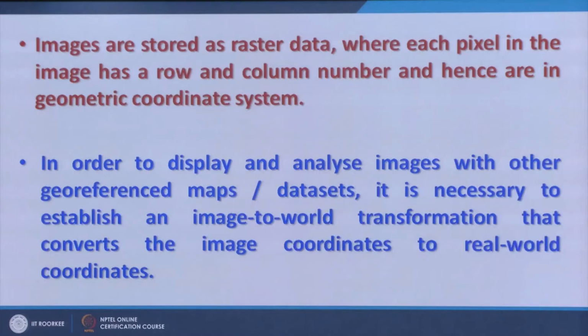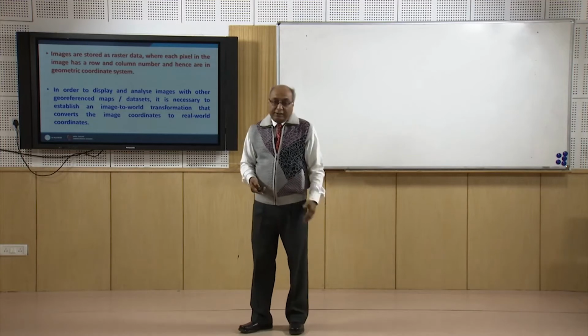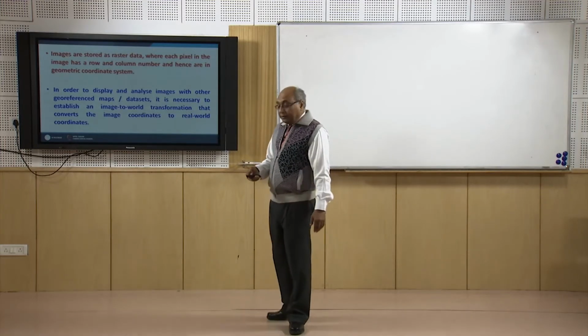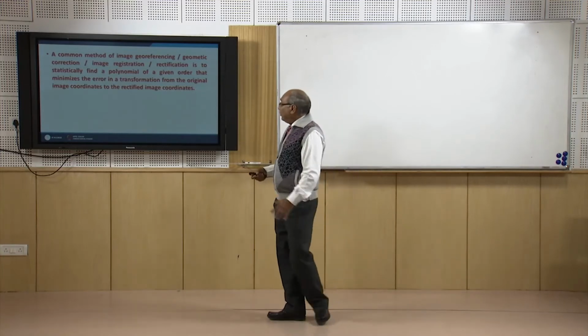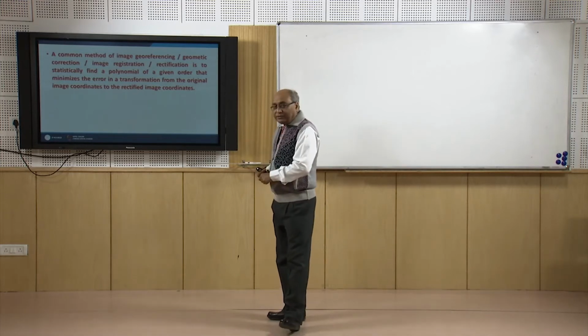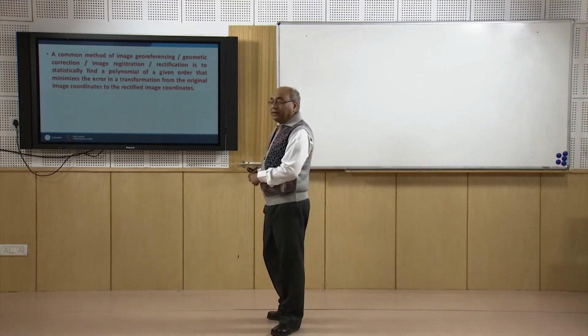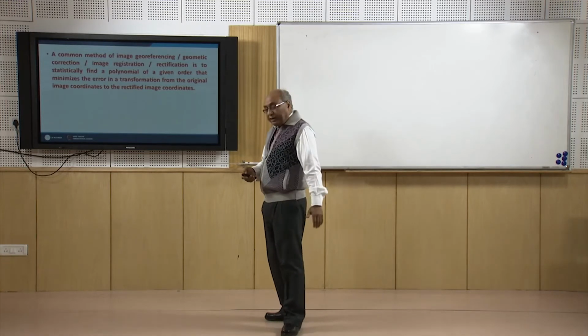So this image to world transformation is possible, and then image coordinates, which are rows and columns, can be converted to real world coordinates, that means the geographic coordinates, latitude and longitude. So a common method of georeferencing, also known as geometric correction, image registration, image rectification. In different books and literature, you may find slightly different terms.